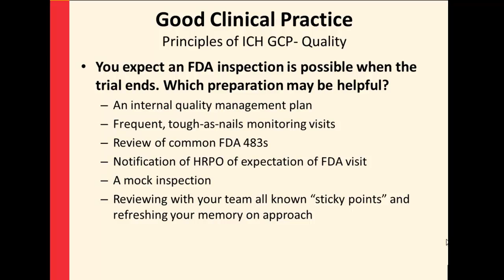You expect the FDA is going to come when your trial ends. What might be good preparatory things to do? An internal quality management plan? Yep. Frequent, tough as nails monitoring visits? Yes. Review of common FDA 483s. Those are notices that you get from the FDA that you screwed up. Look and see what they typically give to people. How do other people screw up? It's probably the same way you're going to screw up. If you can look at that online, it's very helpful.